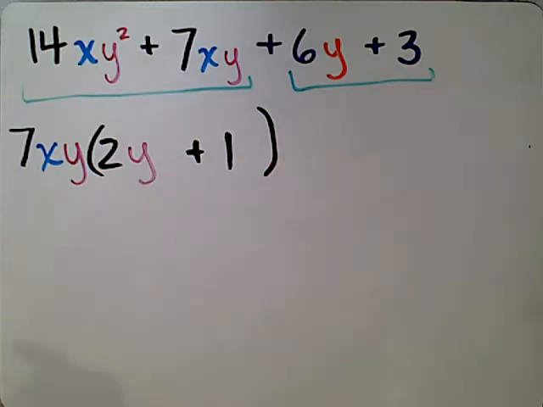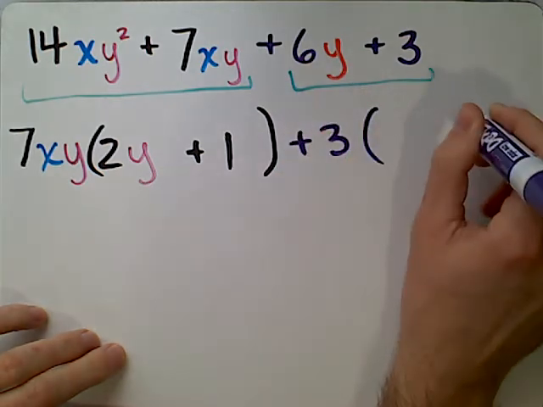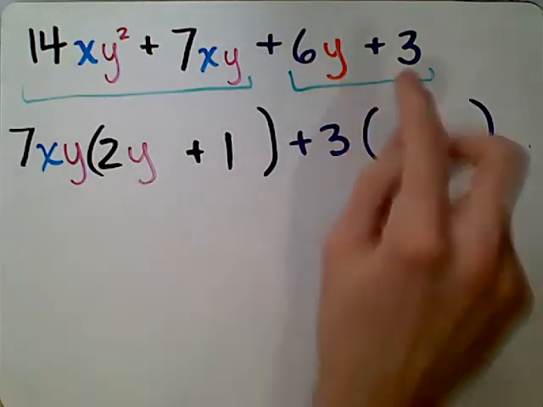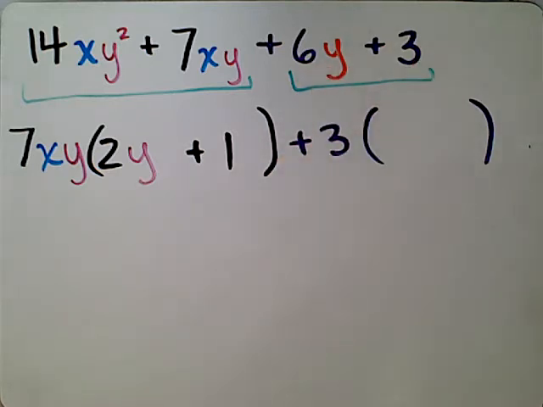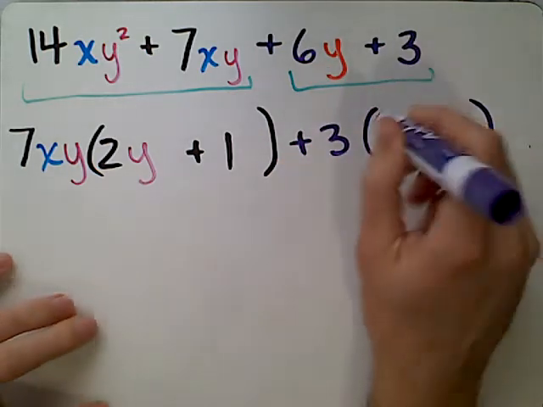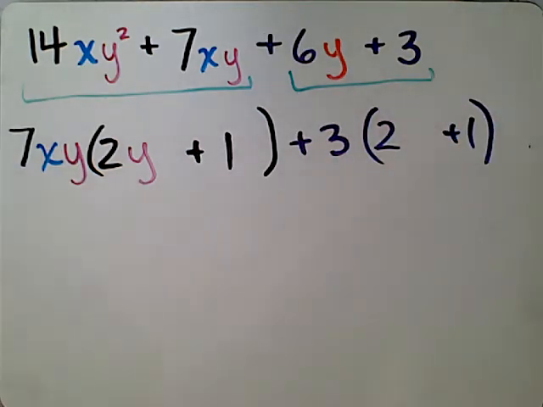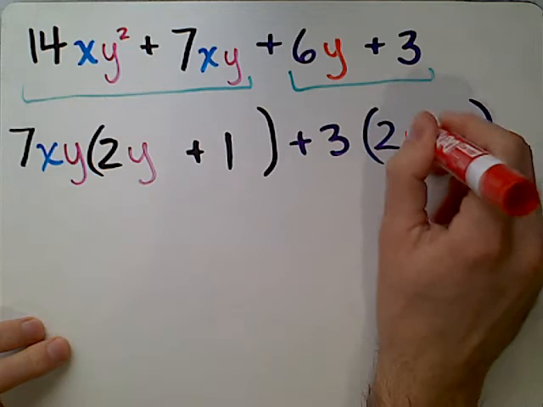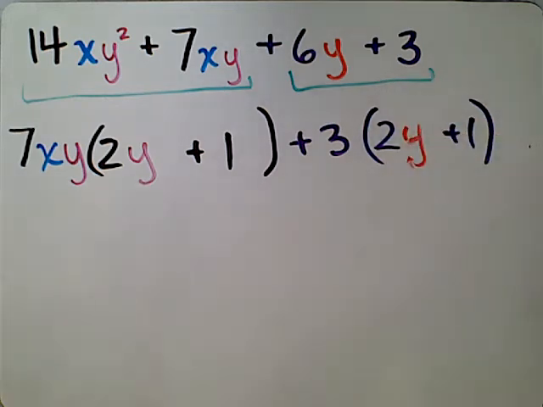Alright, now looking at the last two terms there, you can factor out a positive 3 from both of these terms. I'll put a plus 3 there. You cannot factor out the y because even though this one has one, this one doesn't, so that y is going to remain. Factoring out the 3 leaves you with a 2 here, positive 1 there, and again we have to carry down that y from the first set of terms there. So we have 2y plus 1 inside the parentheses here.